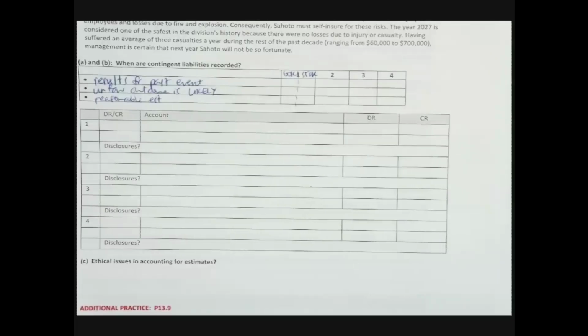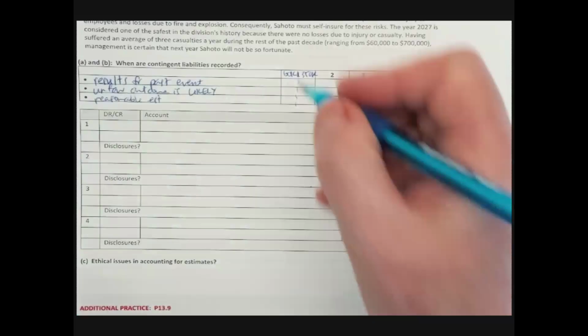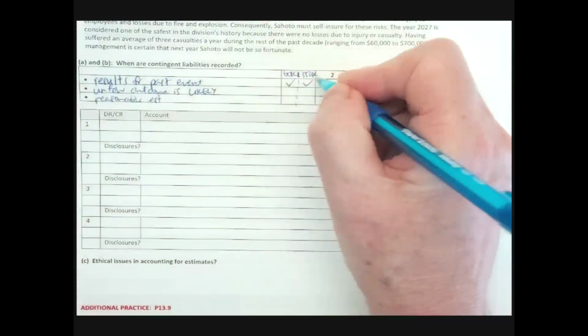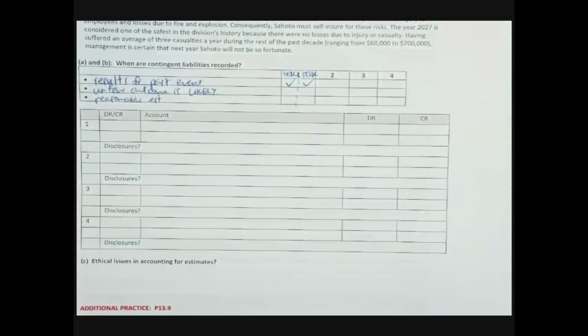As a result of uninsured accidents during the year. So the cause, and they had uninsured accidents and lawsuits have been filed. So does it result from past event? Yes. Is an unfavorable outcome likely?